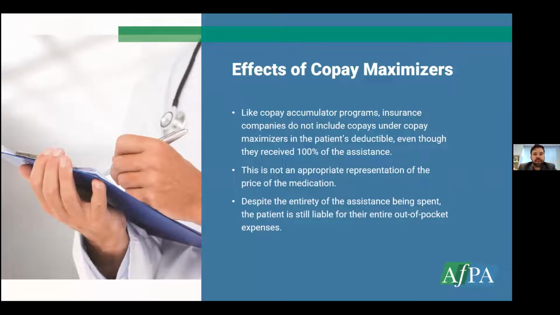And so what effects do copay maximizers have on the patient community? Well, just like copay accumulator programs, insurances don't include these payments made into the patient's deductible, even though they received 100% of the assistance. And so just like with copay accumulators, it can leave patients on the hook for $6,000, $7,000, $8,000 a year. And that's just not okay. And so due to this, despite the entirety of the assistance being spent, and the patient still being liable for their out-of-pocket expenses, this is just an issue for patients that cannot continue.